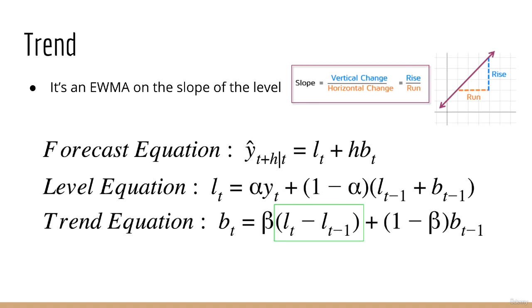You might think, why L of t and not y of t? Remember that one way of thinking of a time series signal is that it is noisy. The level L of t represents the smooth version of that signal without the noise. And so taking the difference in L of t is a better estimate of the overall trend because it essentially removes that noise from the equation.